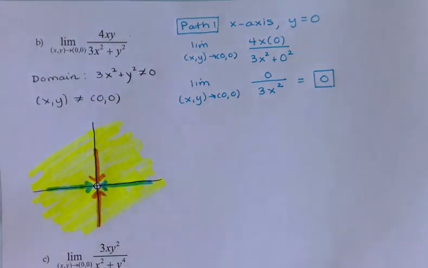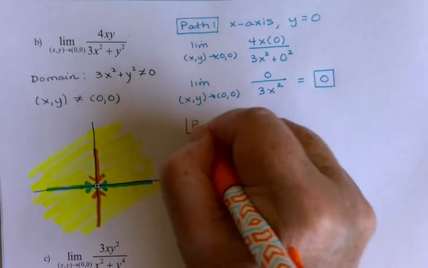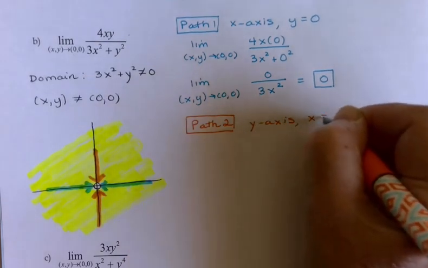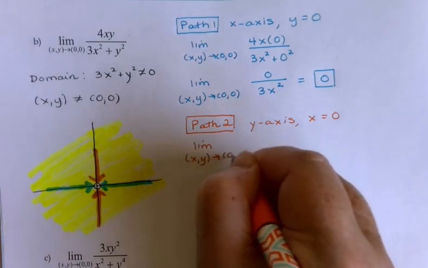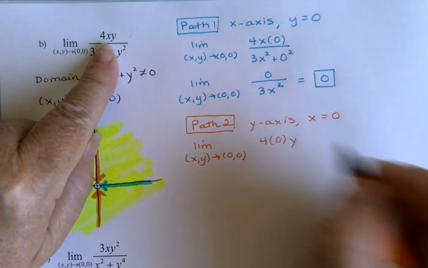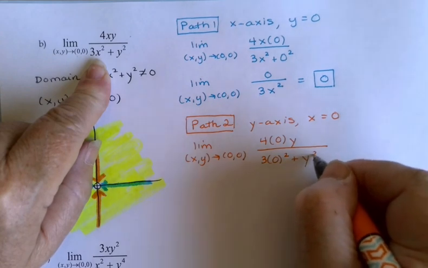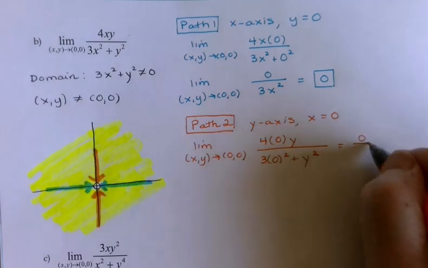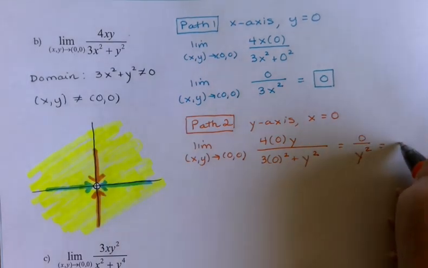So path 2 is our y-axis. Or x equals 0. And I'll rewrite my limit. On the top, I'll have 4 times 0 times y. And on the bottom, 3 times 0 squared plus y squared. The numerator is going to be 0 over the denominator y squared. Again, before I even take the limit, I would simplify that to 0.